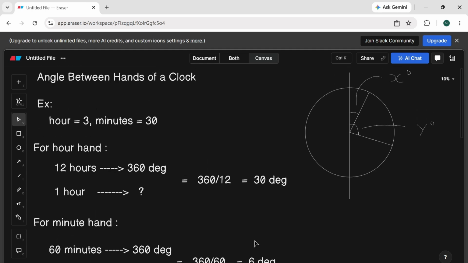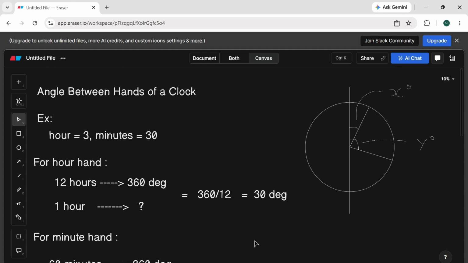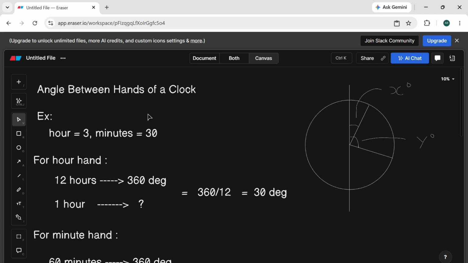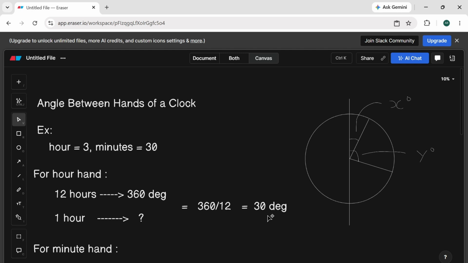But still, if you directly say, okay, I know that in 1 hour it will rotate by 30 degrees, so let's say it is 3:30. What you will do is multiply 3 into 30, which means 90 degrees, meaning 3 o'clock is 90 degrees. And what about the minute hand? The minute hand is at 30 minutes, so 30 into 6, which is 180 degrees. And 180 minus 90 is 90. But you will go wrong if you do it like this.